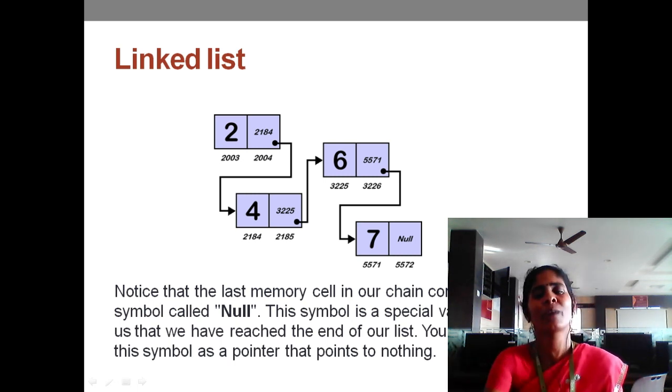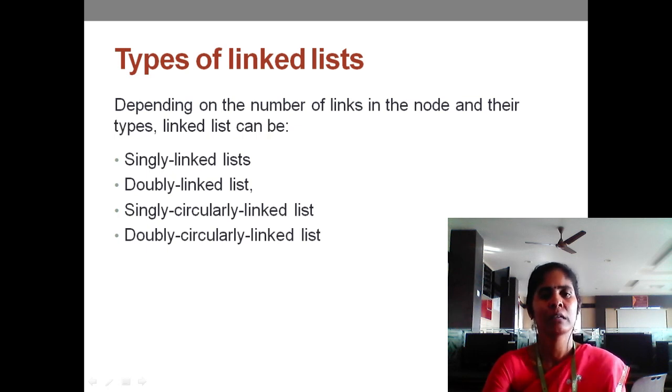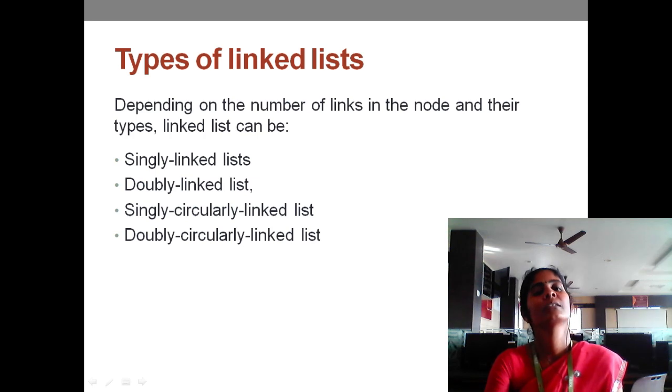So what is the next part of 7? Obviously, it contains the null value. We can have many types of linked list: the singly linked list, doubly linked list, singly circularly linked list, and doubly circularly linked list.